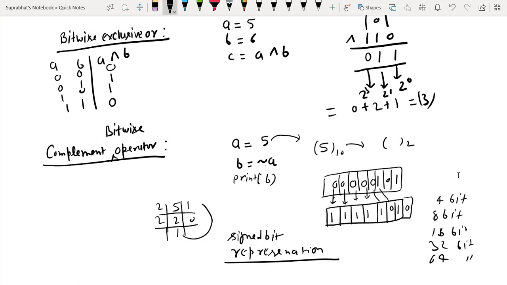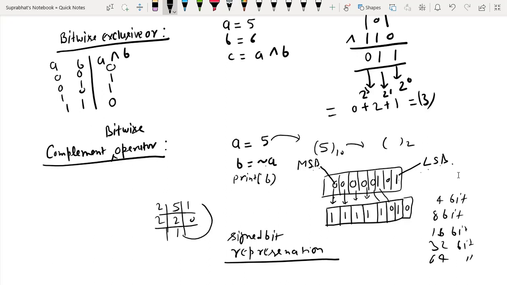What is the rule? In 8-bit representation, suppose I am taking an 8-bit representation, so this bit is called MSB and this bit is called LSB. What does it mean? MSB means most significant bit and LSB means least significant bit. So when we do complement, the output is going to be negative. Why is it happening? Because sign bit representation is now working.